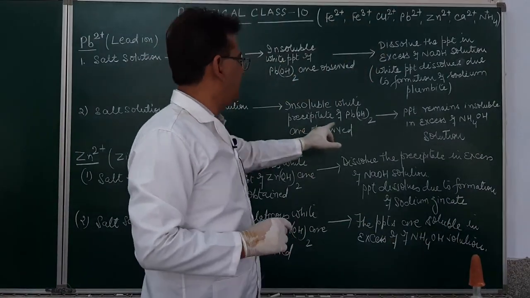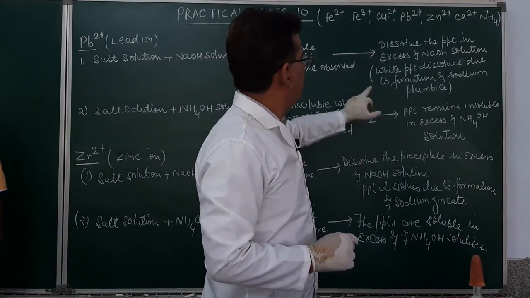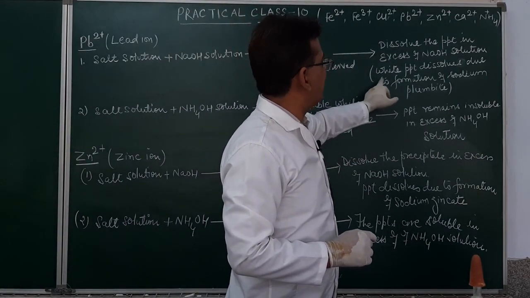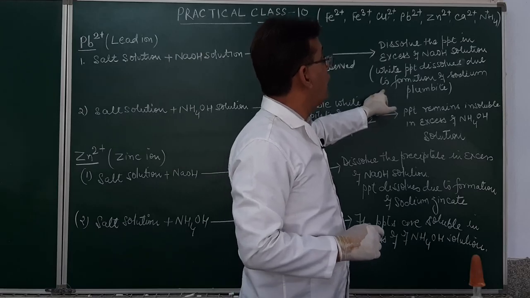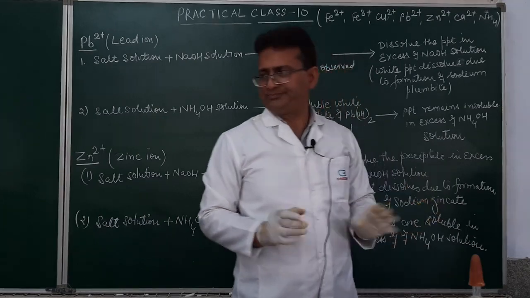Name the white color precipitate: lead hydroxide. They are soluble in excess of sodium hydroxide. Why? Due to the formation of sodium plumbite.